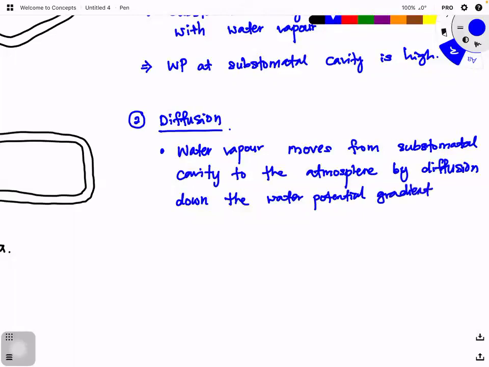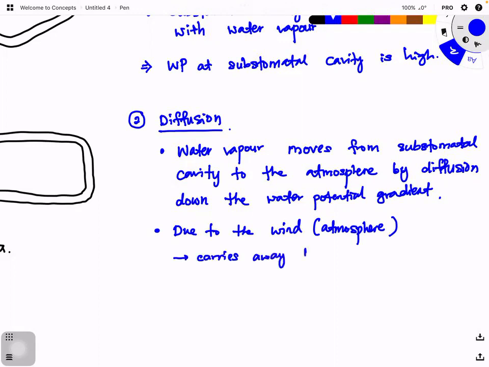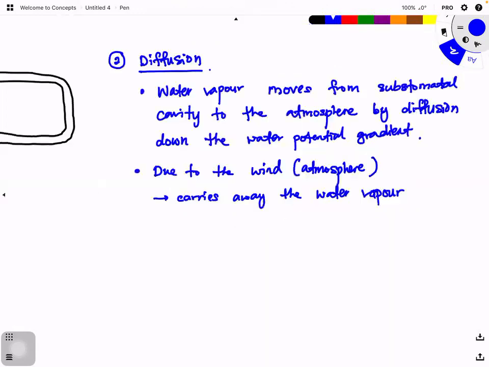Why move out, not move in? This is due to the wind at the atmosphere. This wind carries away the water vapor at the atmosphere, correct or not? Therefore, the water potential of the atmosphere is low. Due to this, water vapor moves from the substomatal cavity to the atmosphere by diffusion.